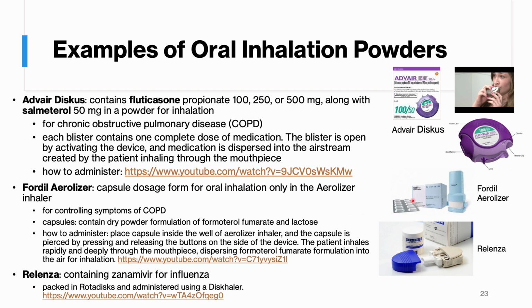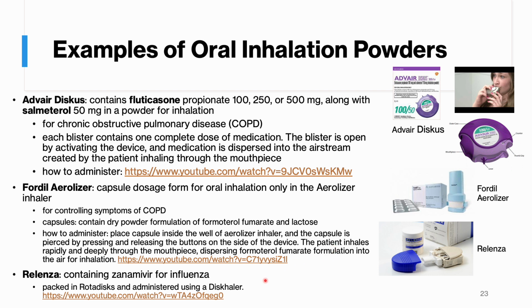How to use it? The capsule is taken out and placed inside the well of the Aerolizer inhaler, and the capsule is pierced by pressing and releasing the buttons on the side of the device. The patient inhales rapidly and deeply through the mouthpiece, depositing the formoterol fumarate formulation into the air of inhalation. This link here will lead you to the video of instruction on how to use the Foradil Aerolizer product.